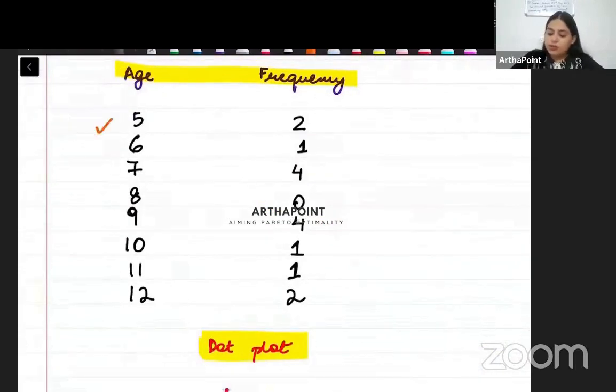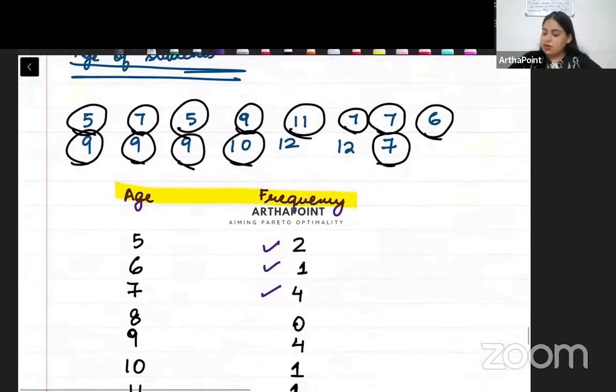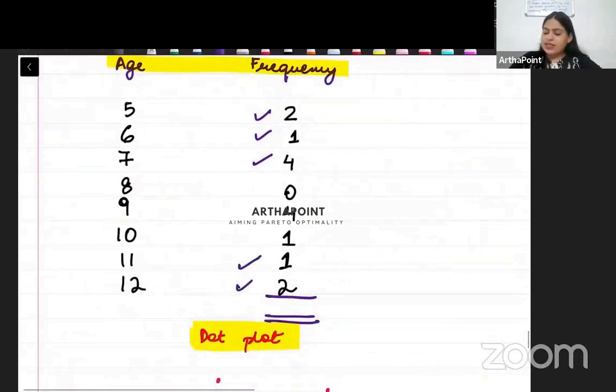Let's go back here. For each group, I have written the frequency. Say 5 occurs 2 times, 6 occurs 1 time, and so on. Let me quickly add this together. Can you tell me what the sum is coming out to be? 2 plus 1 is 3, and 4 is 7, 8, 9, 10, 14, and 15. The sum is coming out to be 15, right?